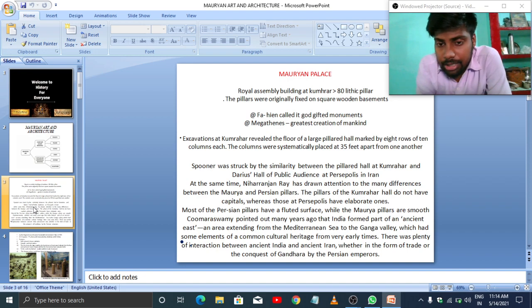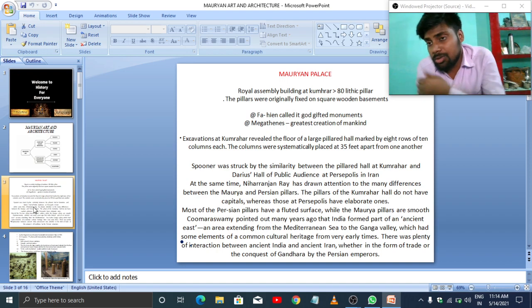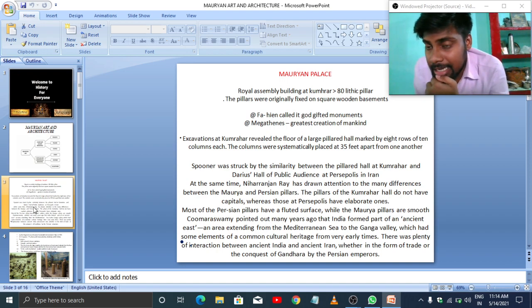Niranjan Ray, who draws attention to many differences between Mauryan pillars and Persian pillars. Like the pillars of Kumrahar Hall, which do not have capitals, but we found capitals in Persian palaces in Iran. So this is one difference.